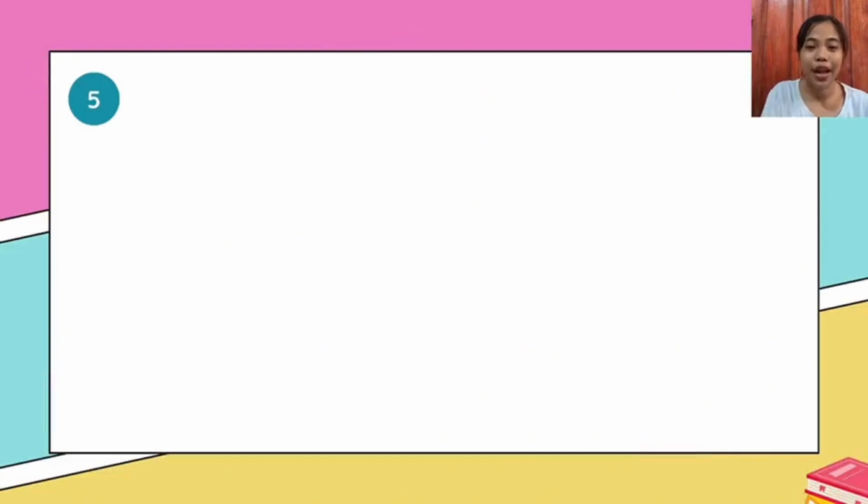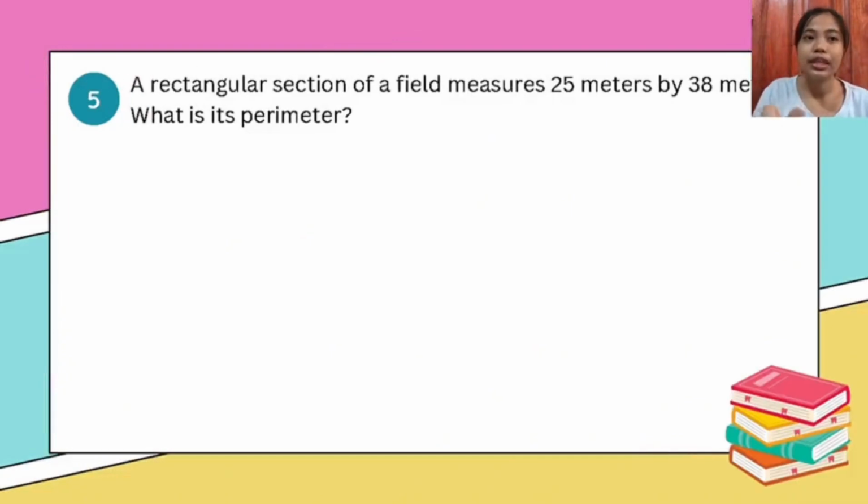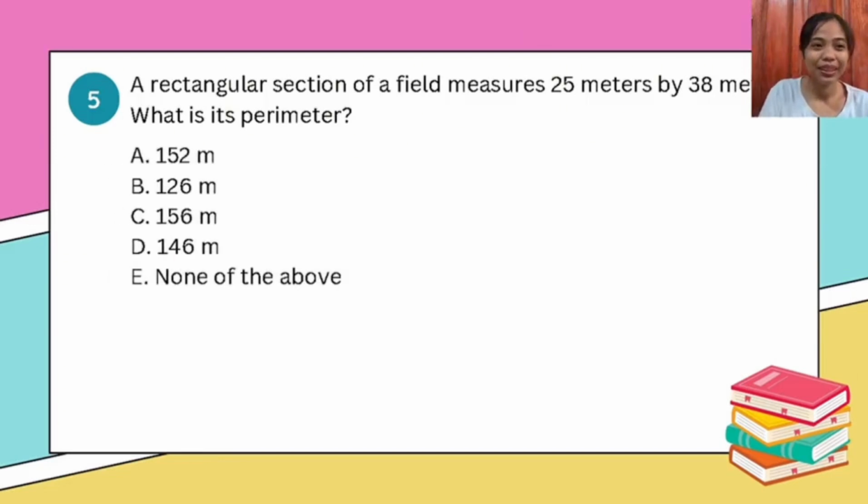Now, what about number 5? The question is, a rectangular section of a field measures 25 meters by 38 meters. What is its perimeter? Just a quick review. Perimeter is just the addition of all the sides of a shape or a polygon. Letter A, 152 meters, B, 126 meters, C, 156 meters, D, 146 meters, and E, none of the above.